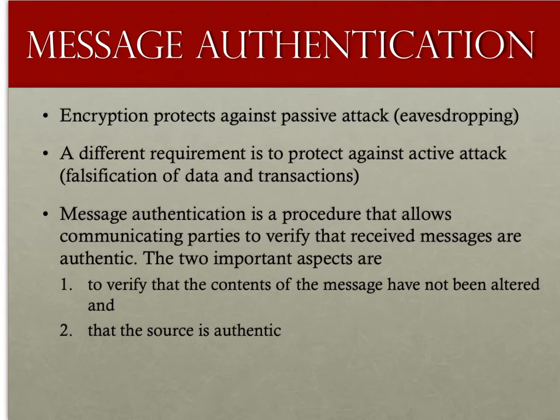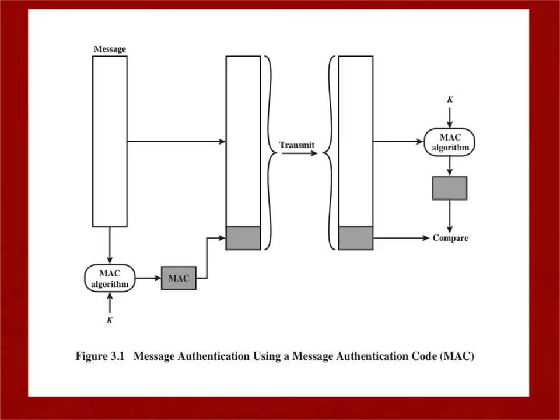So we have user authentication, user ID and password. That's another story. That happens only once at the beginning, but that doesn't mean that every single message is authenticated. Message authentication is different from user authentication. So there's a different requirement to protect against the active attack, which is the man-in-the-middle or attacks on the integrity of the data. Therefore, we have message authentication as a difference. So how can we achieve message authentication?